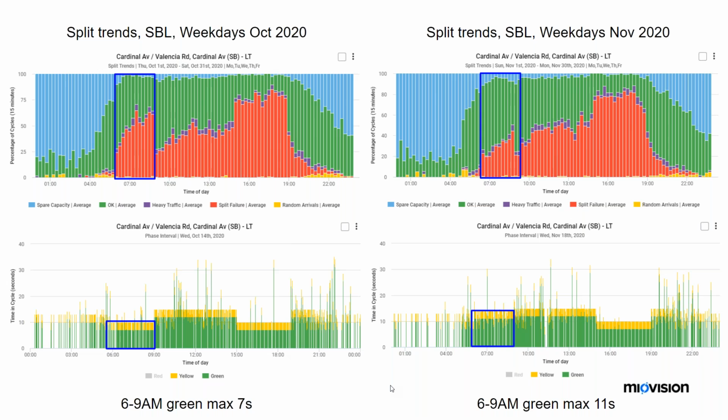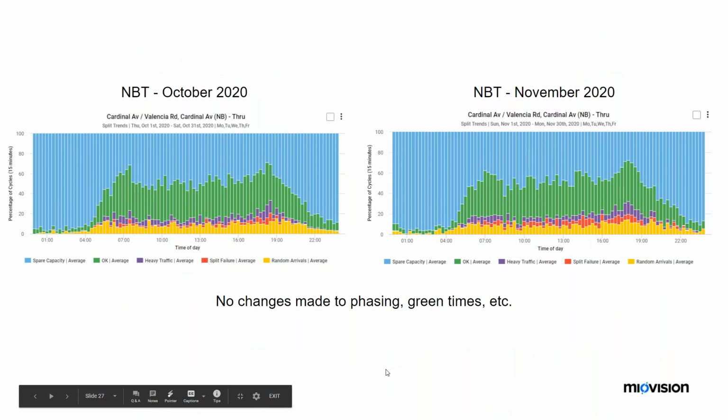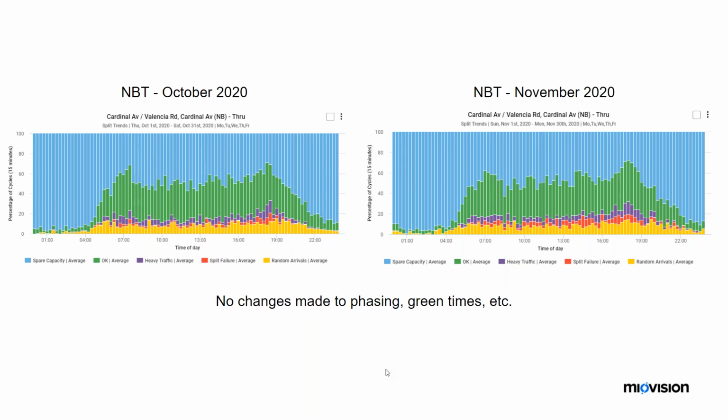And if you're thinking, okay, well, did that completely mess up the opposing movement? Good question. So if we check back in on the opposing movement, on the left there, we have October 2020. You can see there's spare capacity there in the northbound through movement. And then on the right, we have the same chart just a month later, and there's been very little change to that chart at all. So things are operating the same for that northbound through movement and much better for the southbound left movement.